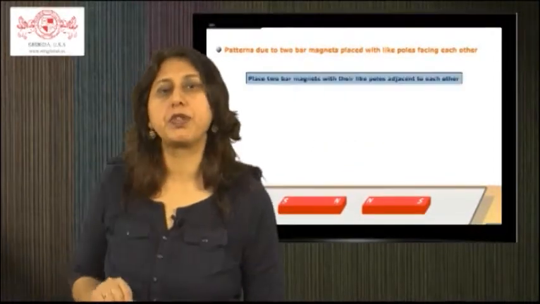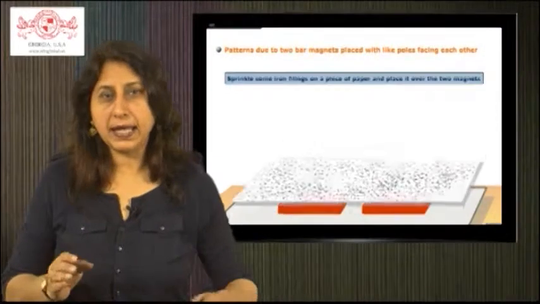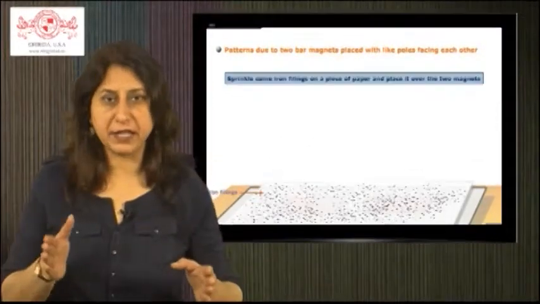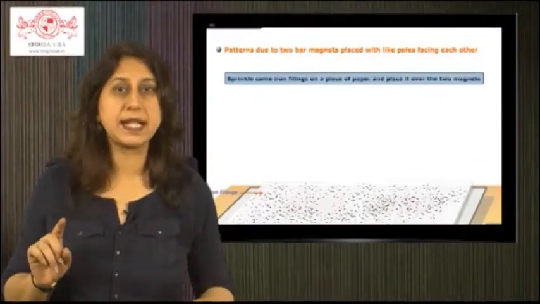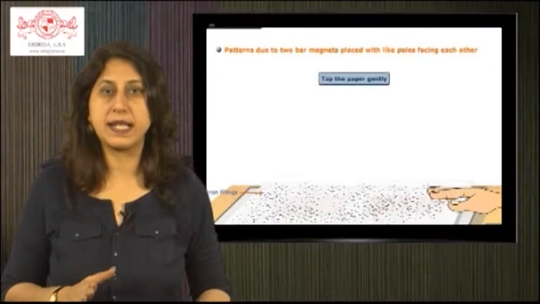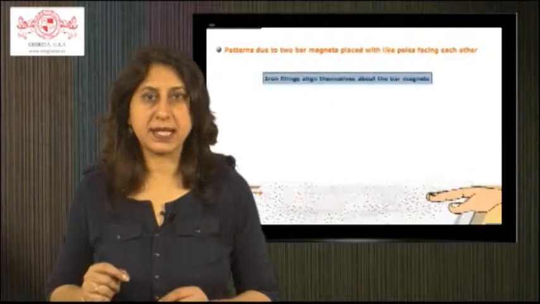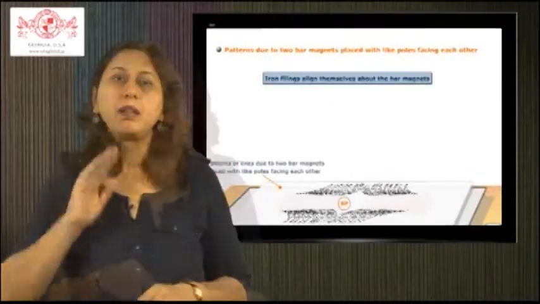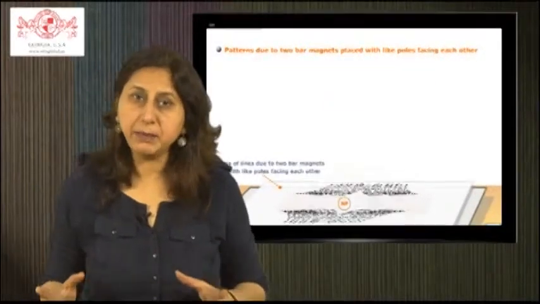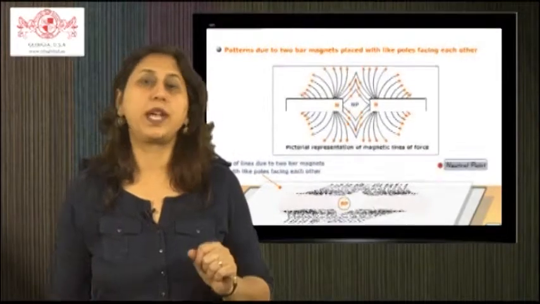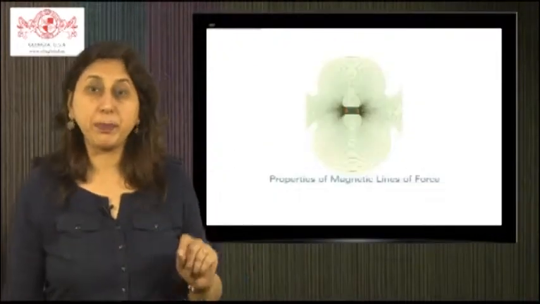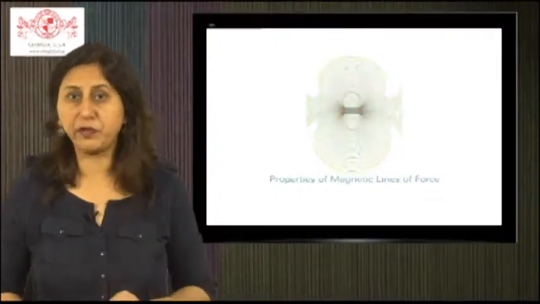Now coming to neutral points, the space in between two opposite magnetic fields where no magnetic lines of force pass is called a neutral point. If a magnetic compass is placed in this space, it does not set in any particular direction. Okay, now let us find out the properties of magnetic lines of force.